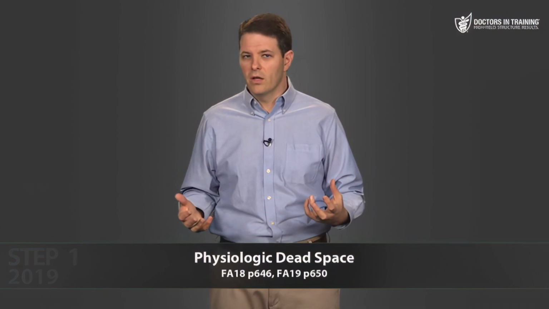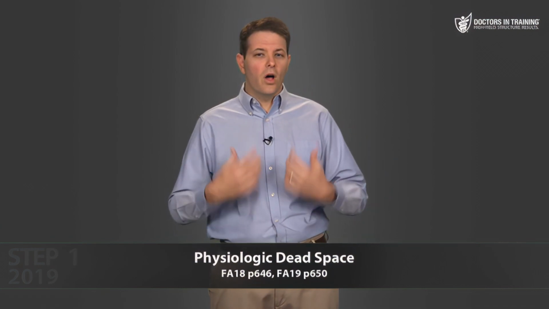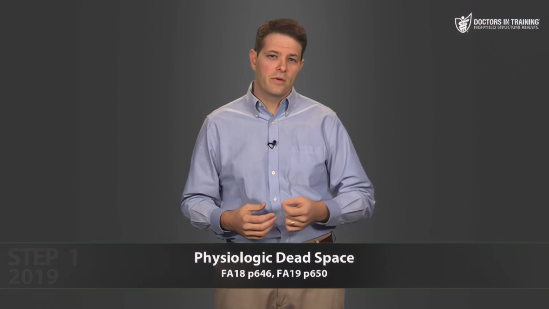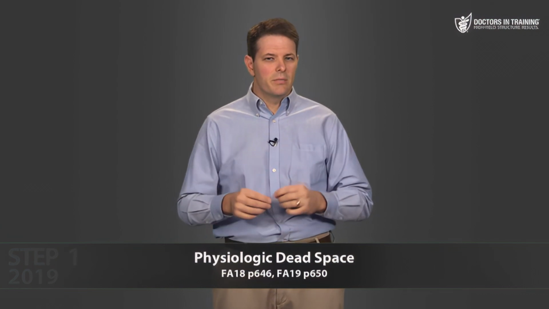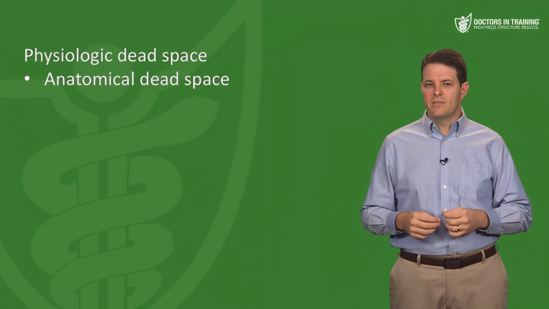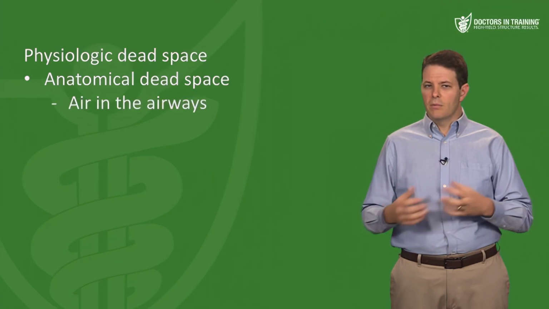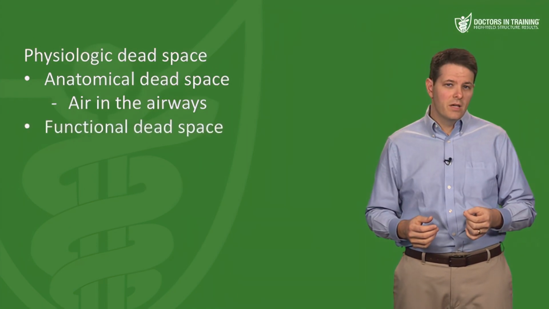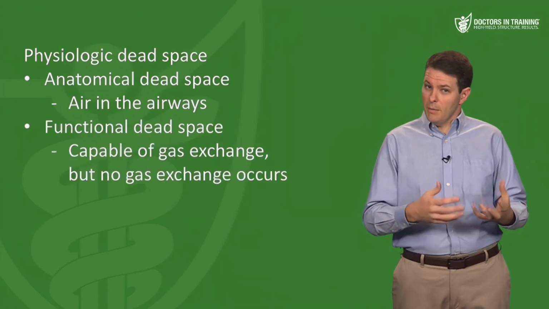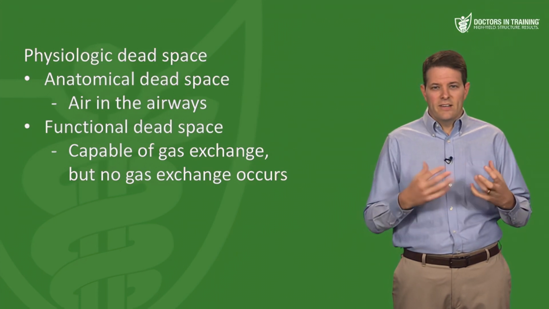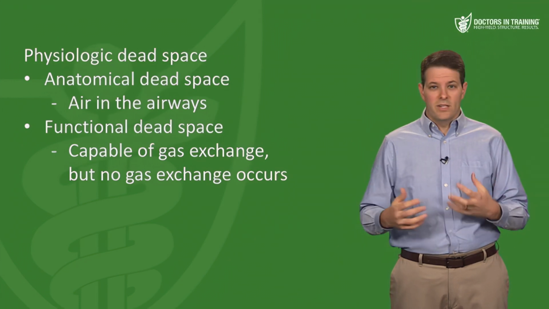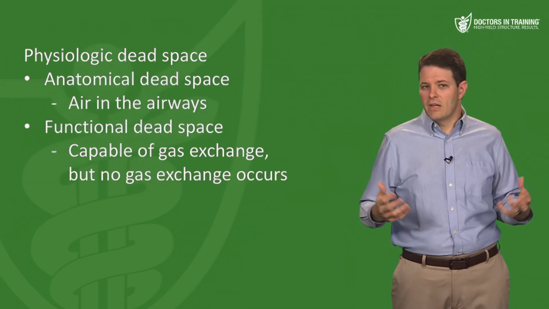And then just like there's some air in the lungs that you can't ever force out no matter how hard you exhale, which we call the residual volume, there's also some air in the lungs that isn't participating in gas exchange, and we call that the physiologic dead space. Now this is another 3-star topic, but we're going to need to dig a little deeper. The anatomical dead space is basically the air in the airways, the bronchi and the bronchioles, where there's no gas exchange occurring. And then the functional dead space includes the apices of the lung, which are capable of gas exchange, but no gas exchange is happening because there just isn't much blood flow up there.